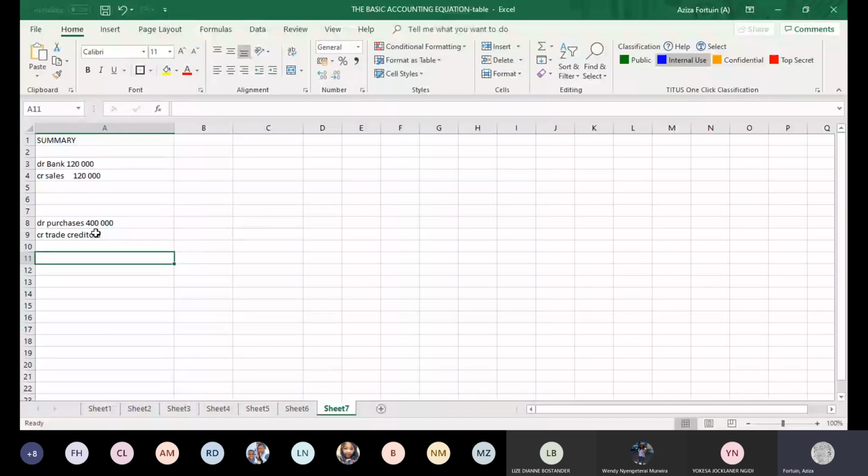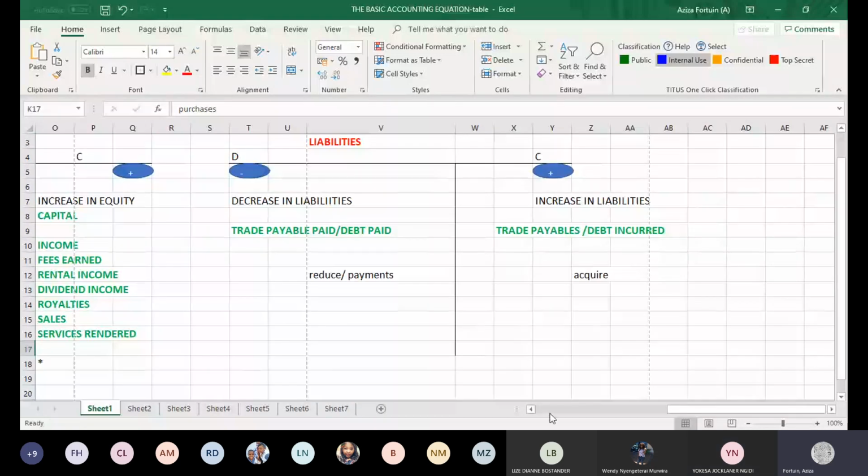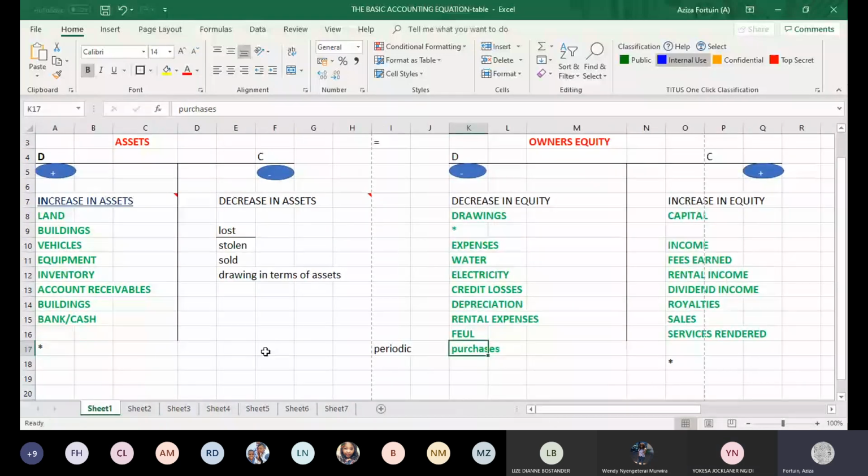Let's look at the other one. They say purchase merchandise for cash for 50K. So, Kisa, you want to tell me what you're going to debit and what you're going to credit and why? Which one is that? Number 3. Purchase merchandise for cash. So we want to buy merchandise, so we need to debit our purchases. And the other transaction that's going to be involved is bank. Bank will have to be credited.